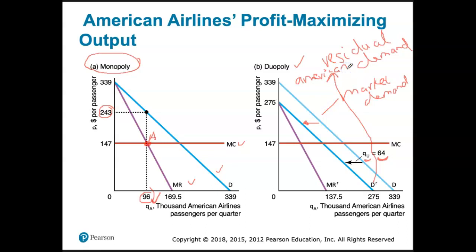Okay, so the market demand was a certain number. We don't know the quantity yet. We know that United Airlines is going to produce 64 out of that number, so the rest of the demand goes to American Airlines. In that sense, American Airlines is always going to produce at the point where its marginal revenue in relation to its residual demand curve, so the residual marginal revenue, equals the marginal cost. Again, at this point right here, where marginal revenue equals marginal cost.